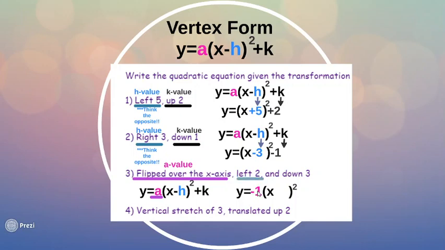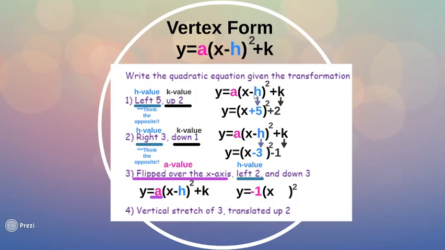Okay, if we go left 2, which value goes to the left or to the right? That would be an H value. Don't forget, you got to think the opposite. I didn't have enough space to remind you. So if we go left 2, remember the H is whatever's added or subtracted to the x inside your parenthesis. We think the opposite.